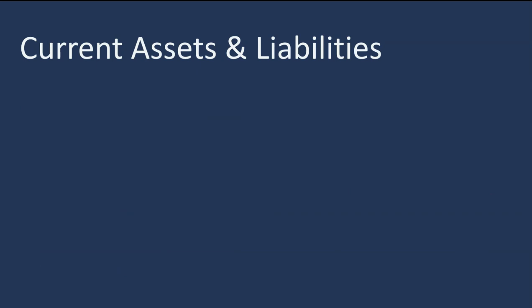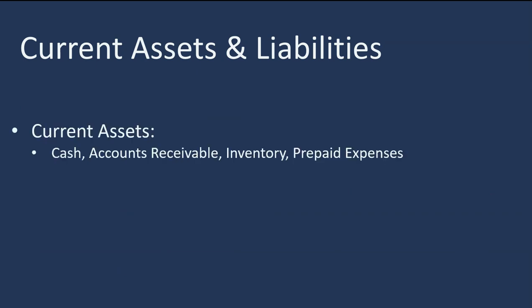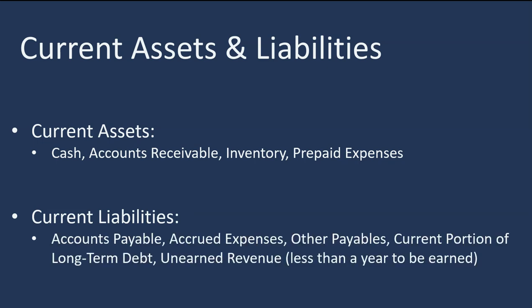So current assets and liabilities, just going through some examples here, current assets are cash, accounts receivable, inventory, prepaid expenses. There may be some others. These are the biggest categories. And then your current liabilities. So again, all of these have to be due within 1 year: accounts payable, accrued expenses, other payables, the current portion of long-term debt, and then unearned revenue as long as it's less than a year to be earned in the expectation. So all of those could be current. Again, you want to make sure that you are looking at those liabilities that are due within 1 year or sooner. And so those are the two components of the ratio.